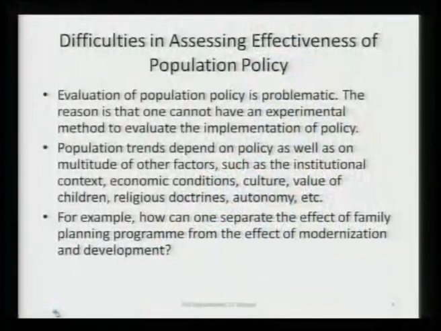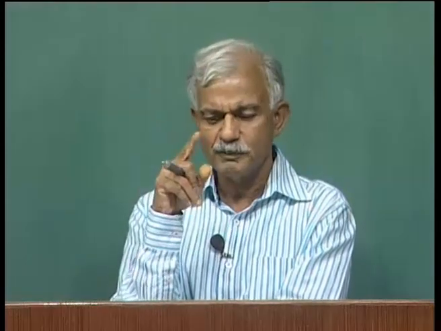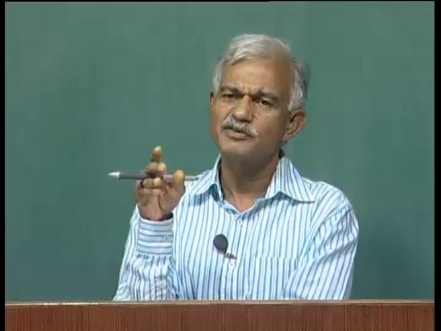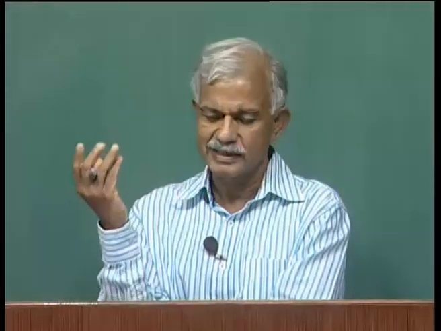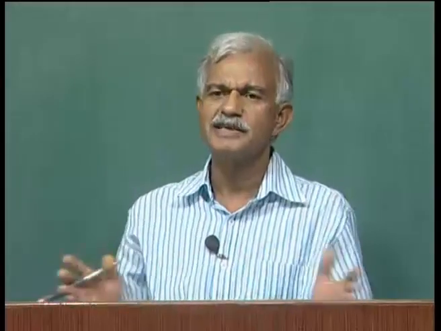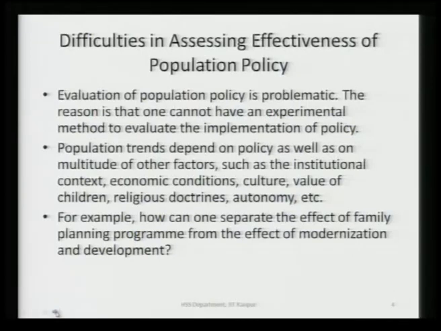Then population trends depend on policy as well as on a multitude of other factors, such as institutional context, economic conditions, culture, value of children. There is a lot of research on value of children by psychologists or by interdisciplinary teams of social psychologists. This issue, what are the values of children, is in itself a very complicated issue. Then religious doctrines and autonomy, etc. So population policy or efforts on the part of the state are just one part of all the things which affect the results: fertility, mortality, migration, social mobility, etc. If all of them go in the same direction, then obviously state policy will be effective. If economic condition, culture are not suitable, then the policy will not be effective. Actually, you cannot even have policy always.